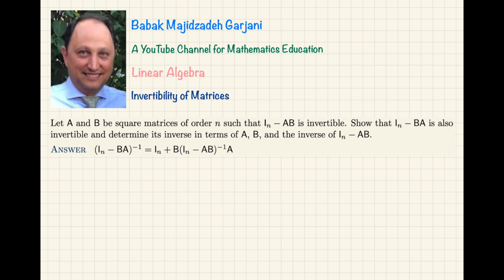Now, let us try to solve the problem. Usually, the criterion that comes to mind when we want to talk about invertibility of a matrix is the determinant criterion, meaning that if the determinant of a matrix is not equal to 0, then it means that this matrix is invertible. Okay? But here, probably this is not very promising, because I do not have any formula to calculate the determinant of this and show that this determinant is not equal to 0. But there are other ways that we can guarantee invertibility of the matrices.